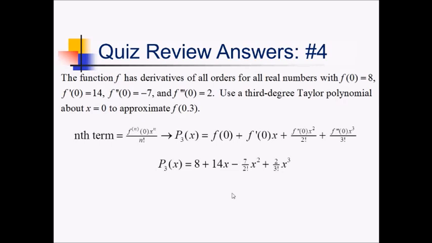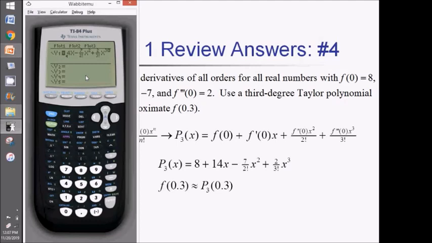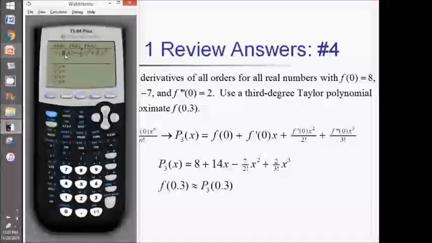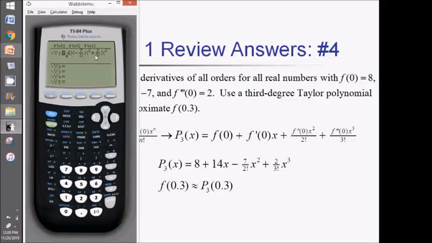For my next step, they wanted me to approximate f of 0.3, so I'm going to write f of 0.3 is approximately equal to p sub 3 of 0.3. And now all I have to do is just plug this in the calculator. So I've entered this polynomial expression as my y1. I like doing that just in case I mess something up. It's easy to go back and fix one thing. And let me exit out of there now, do alpha trace, pull up y1, and I'm just plugging 0.3 into it, nothing else fancy. That comes out to exactly 11.894.